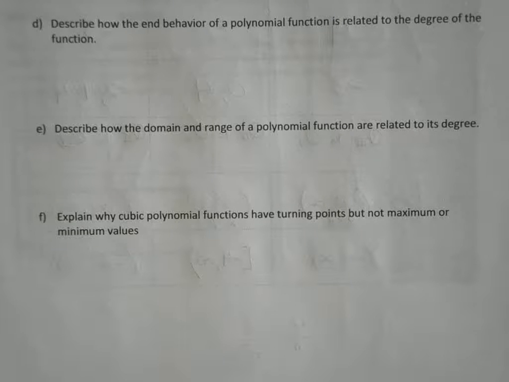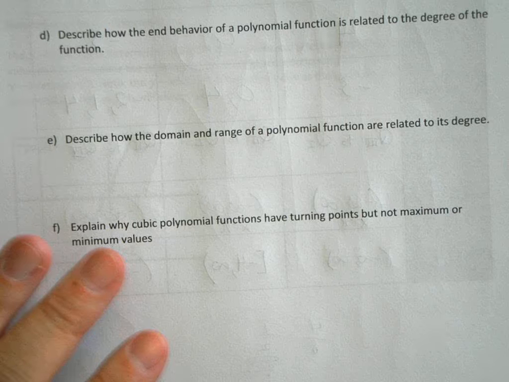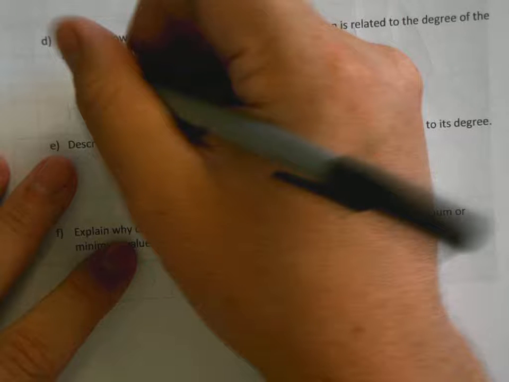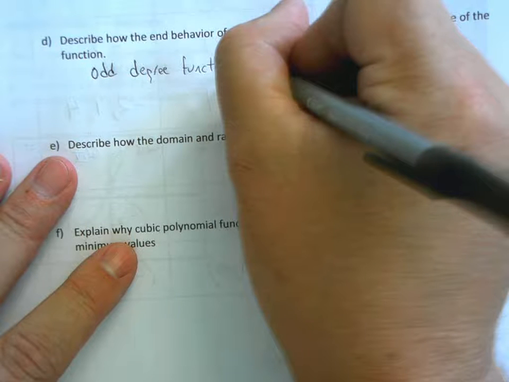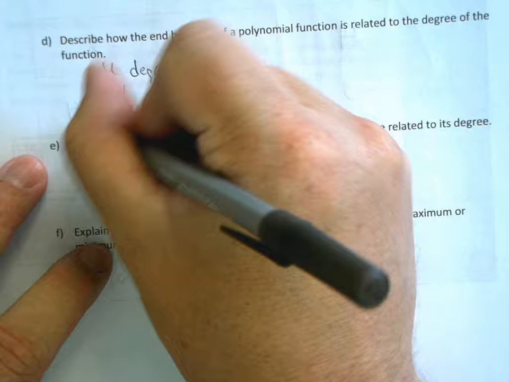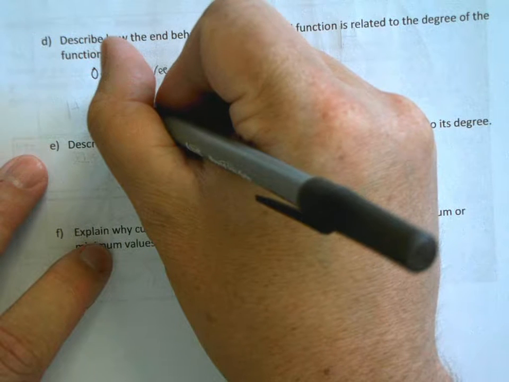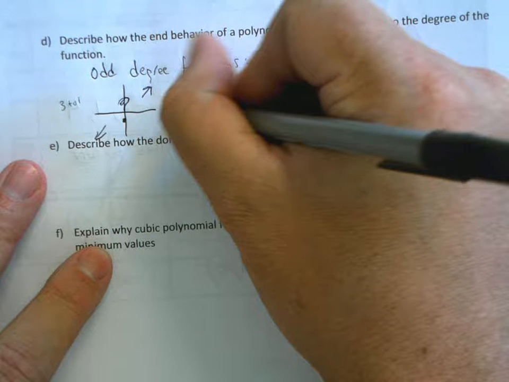Okay, so I'm going to write here: odd degree functions either, that's supposed to be a question mark in the middle, 3 to 1 or 2 to 4.